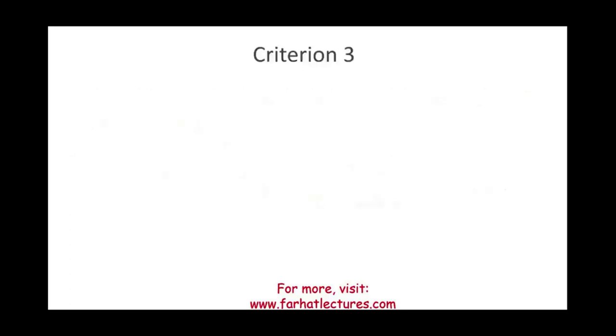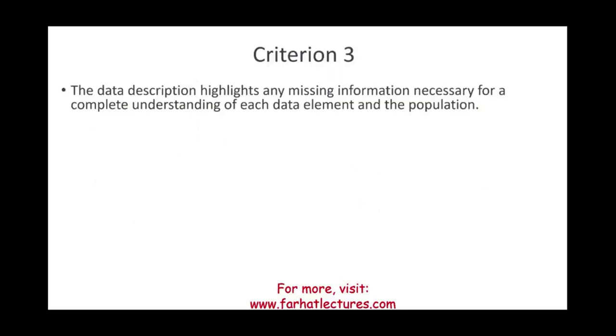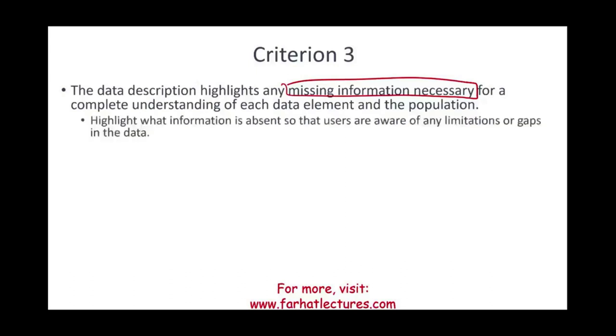And the third criterion says that the data description should highlight any missing information necessary for a complete understanding of each data element and the population. So if something is missing, there's a gap. There's a limitation in the data. We have to talk about this. Highlight what information is absent, not there, so the users are aware of any limitations or gaps in the data.